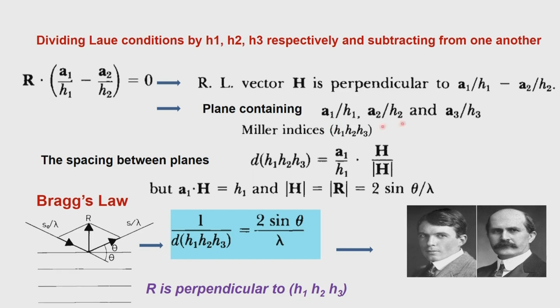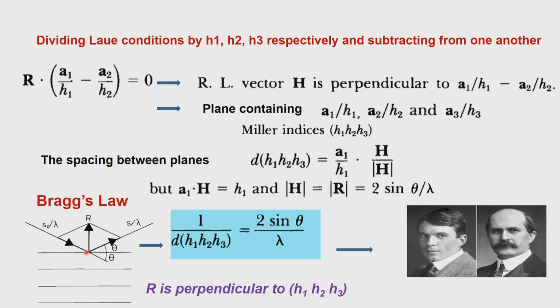The fact that R is perpendicular to A1 by H1, A2 by H2, A3 by H3 tells us that if you have S naught by lambda coming in here, you remember the picture we drew, we have just reorganized that picture. I have rotated the picture such that I now represent a plane, and that plane is in terms of H1, H2, H3. This particular plane is characterized by the Miller indices H1, H2, H3 or HKL. So, this is a plane HKL.